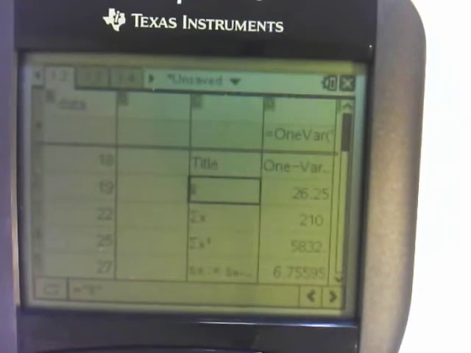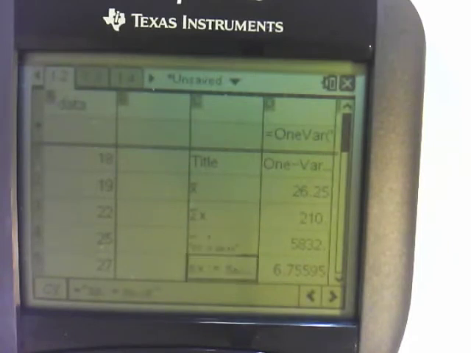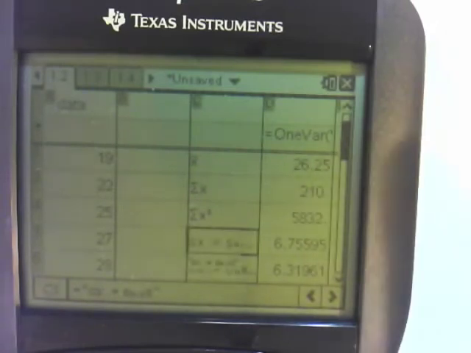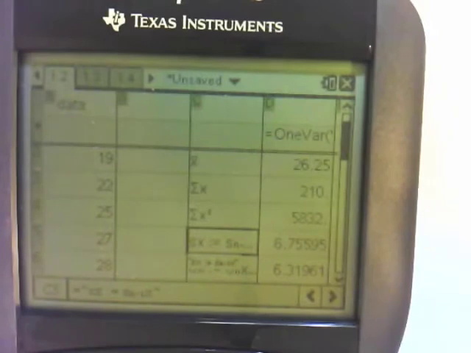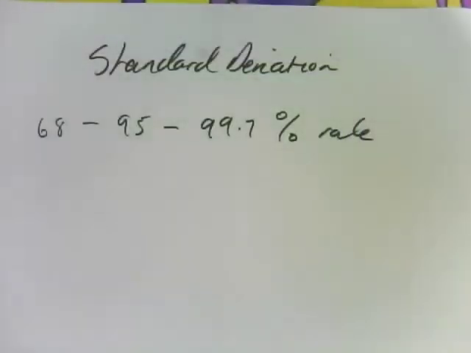If you keep going down, there's the sum of x, that's the sum of x squared, and that there is the standard deviation of this data set. So the standard deviation of this data set is 6.75595, which you would normally round off. But that's all you need to know how to do. There is a fancy formula in your book, but you don't need to worry about it. Just use your calculator. Menu 4 1 1, and it comes up as that symbol there, Sx, so standard deviation of x.